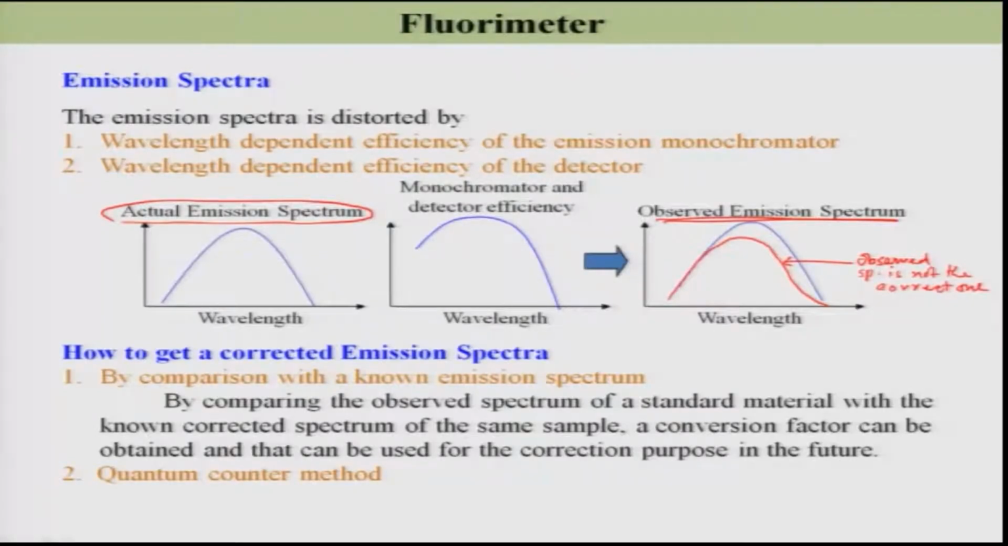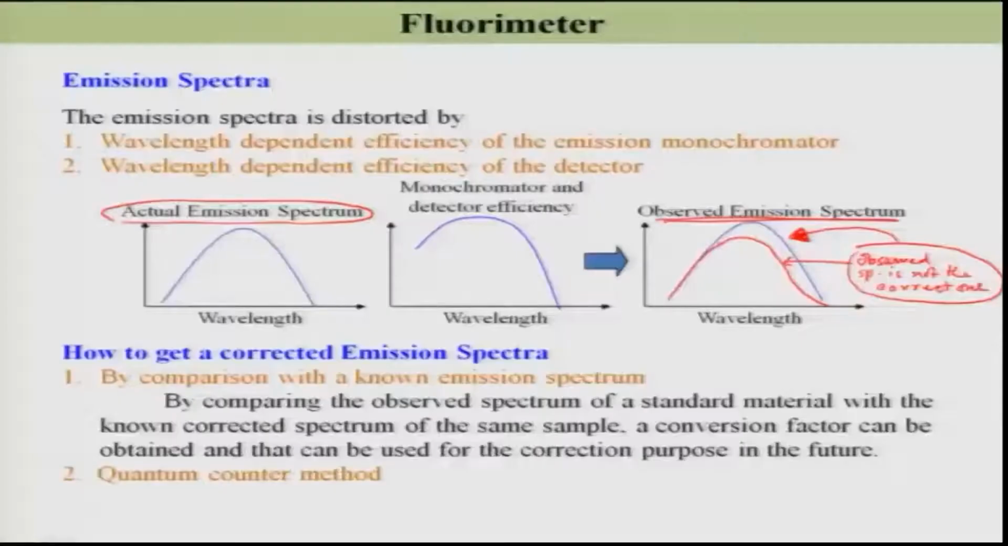So, you need to convert this one to this one. You need to correct this to this, and that is known as corrected emission spectra. After you measure your emission spectra in your instrument, you have to do something to produce the corrected emission spectra, and that spectra is the real spectra of the molecule, right.